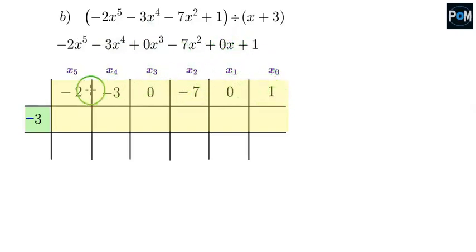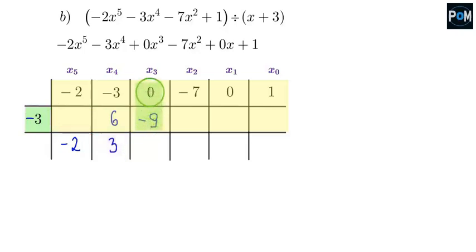We start with the fact that the highest coefficient at x to the power of 5 drops down to the very bottom here. This is minus 2. We multiply this minus 2 by this minus 3. From this, we get a positive result of 6. We enter this in the next column. We add these 2 terms. When we add 6 and minus 3, we get the result of 3. We multiply the obtained 3 by what was here, which is minus 3. We get minus 9 from this.